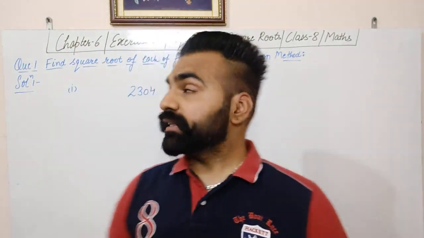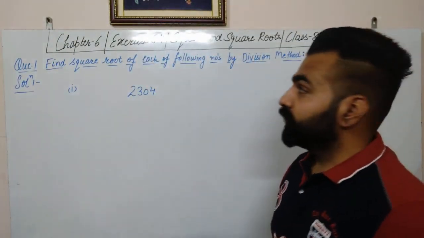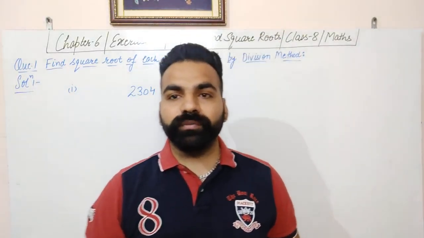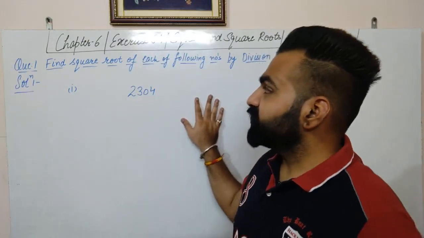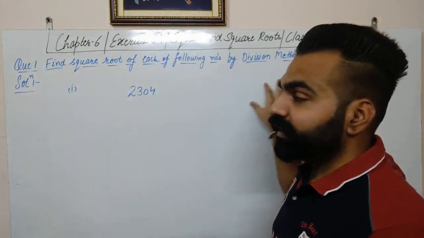Today we will do exercise 6.4 of class 8 maths. In this exercise we will discuss finding the square root by the division method. So the division method we will discuss. The first question is: find the square root of each of the following numbers by division method.